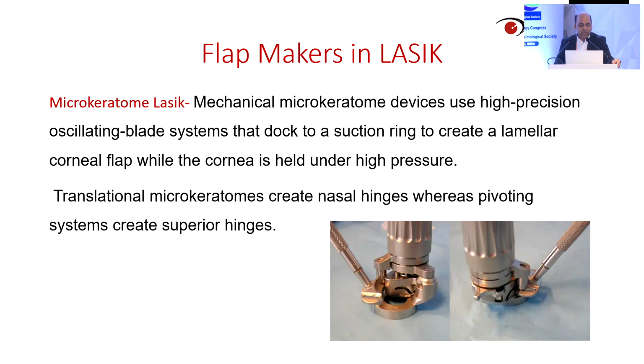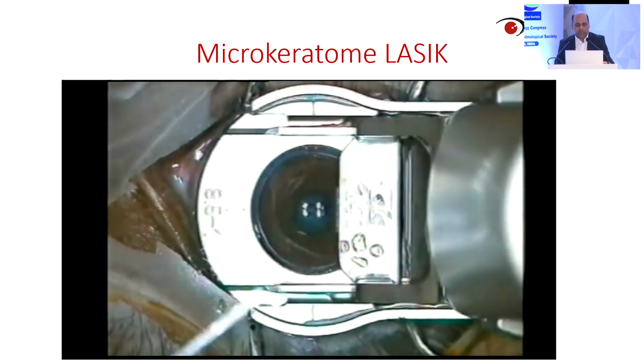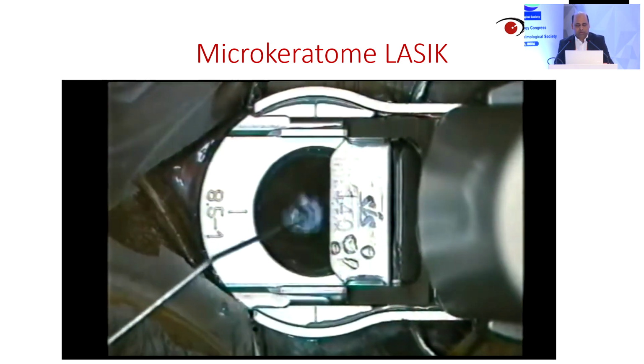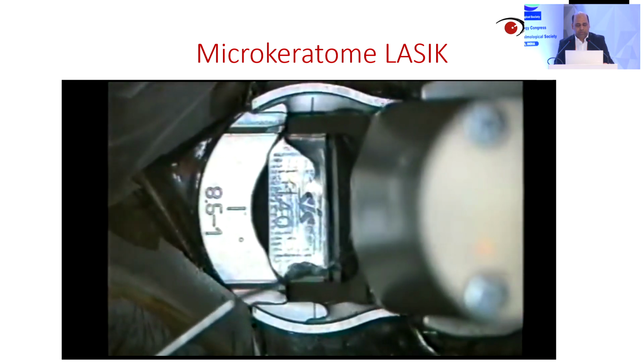So the first is the microkeratome LASIK. There are different types of microkeratome blades, and they are a very high precision oscillatory blade system, which is docked on the patient's cornea, and the lamellar flap is created. It can be a nasal or superior hinge flap. So this is one of the surgeries shown here, microkeratome LASIK. So this is the nasal flap.